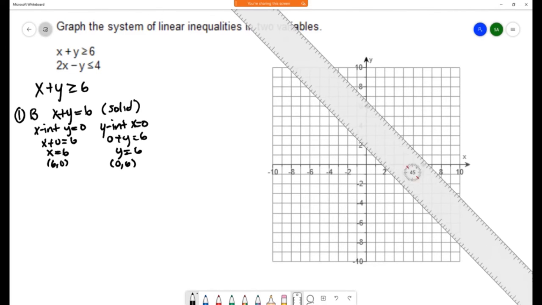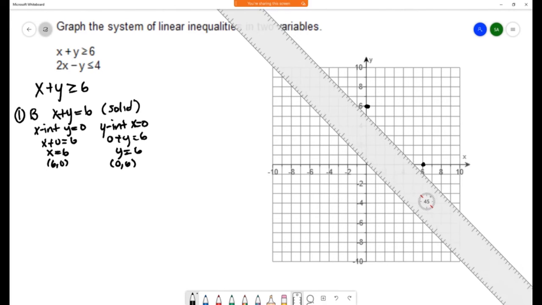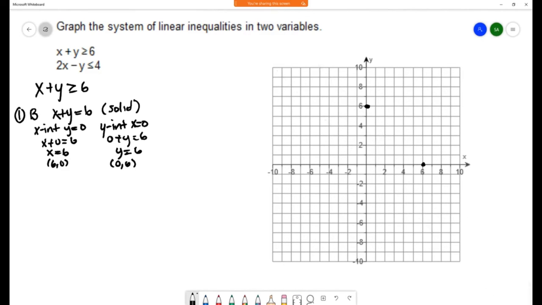Alright, looks good. Alright, let's try that again. My ruler moved on me. Alright, we're going to forget the ruler and we'll just make it sloppy.